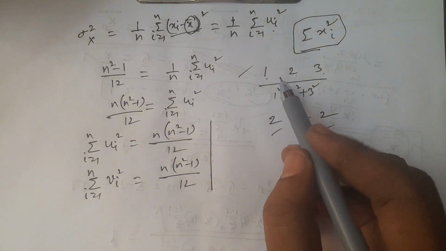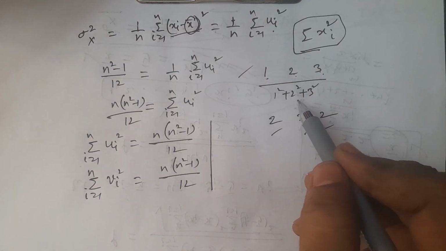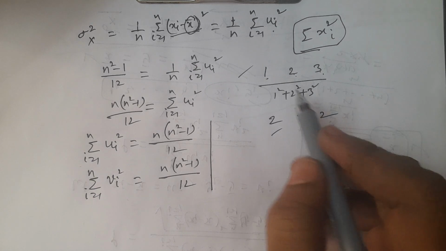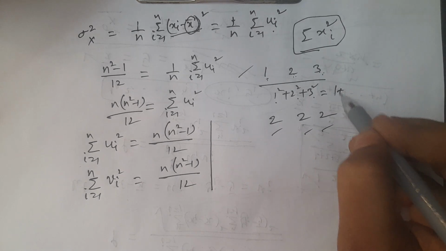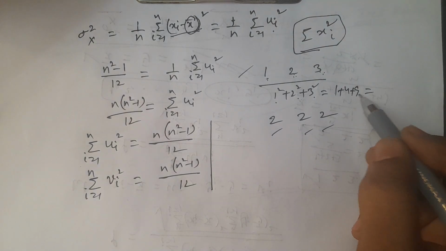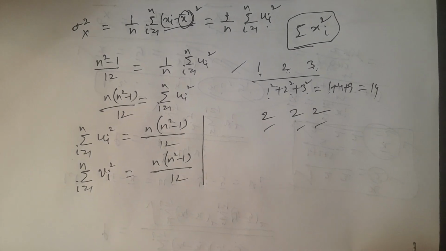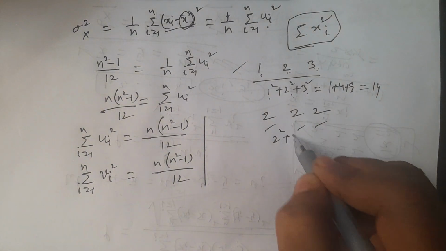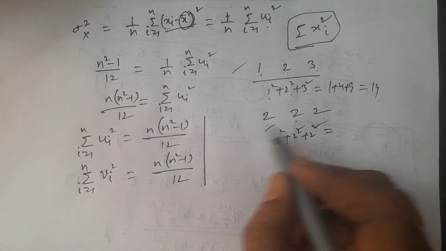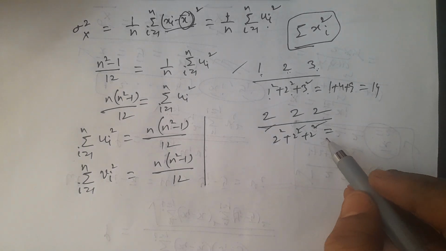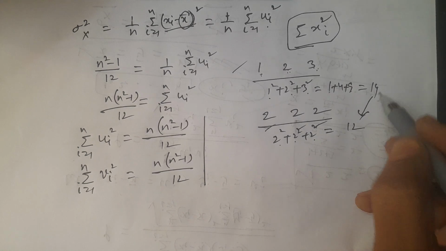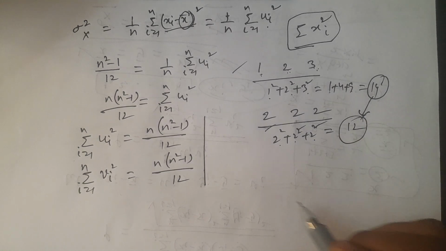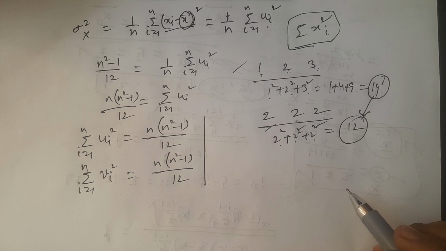I will prove it here. For the ranks 1, 2, 3, the sum of the squares is 1 square plus 2 square plus 3 square, which is 1 plus 4 plus 9, nothing but 14. Now, 2 square plus 2 square plus 2 square, the sum of the squares for tied ranks, is 4 plus 4 plus 4, which is 12. Now you see the sum of the squares here is 14, and here the sum of the squares is 12. Is it clear to you?